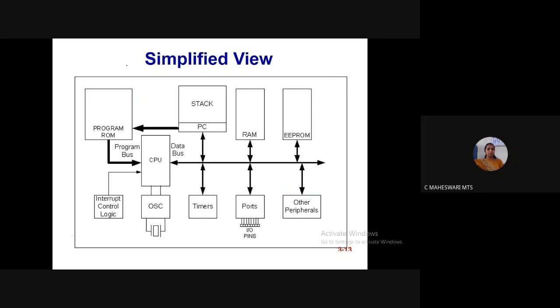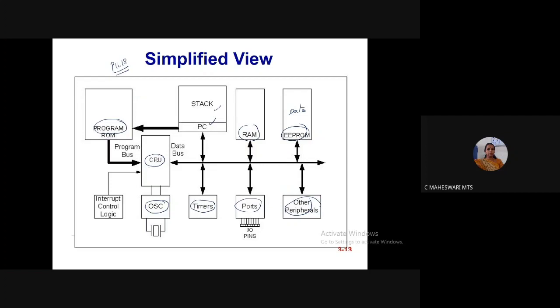This is the simplified view of the PIC18 microcontroller. As in the 8051, we have the CPU, the central processing unit, an oscillator providing the clock source, timers, IO ports, and other peripheral features. We have RAM and ROM, program counter, stack pointer, everything is the same. You have two memories: the program read only memory and the data read only memory.